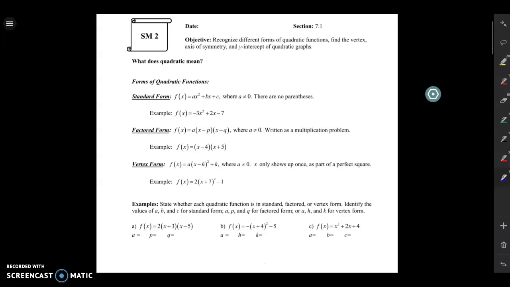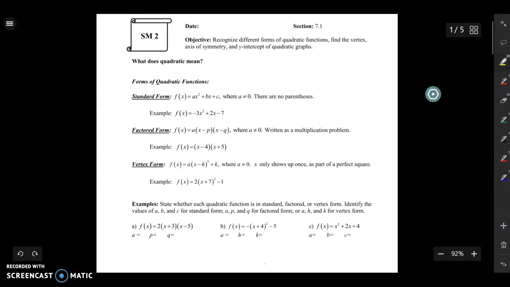In this section, we're going to talk about how you can use the different forms of a quadratic equation or a quadratic function to find the vertex and begin graphing a quadratic. Okay. So first, let's just review really fast what the different forms of quadratic are.